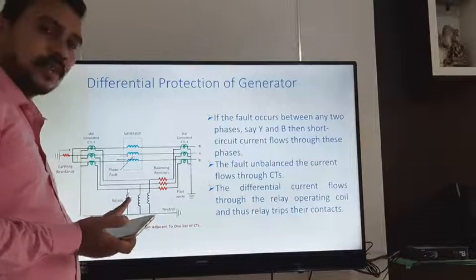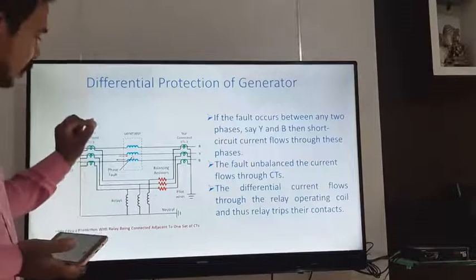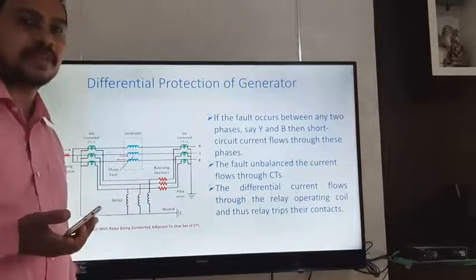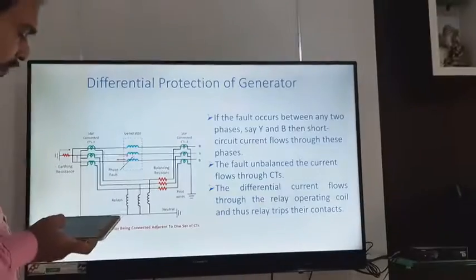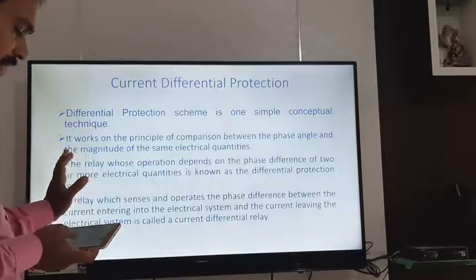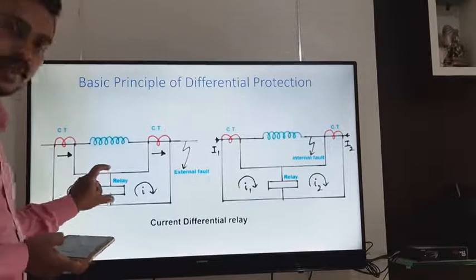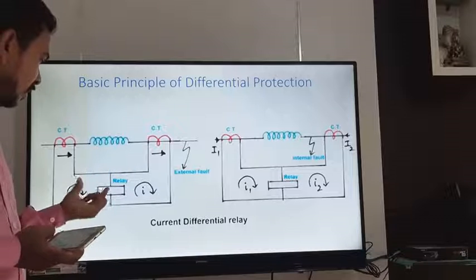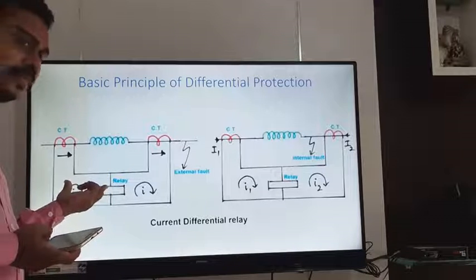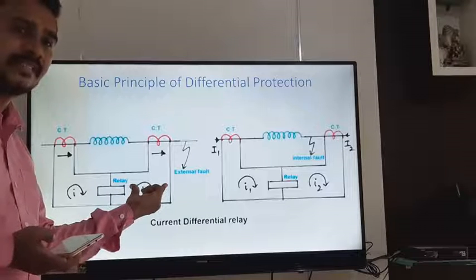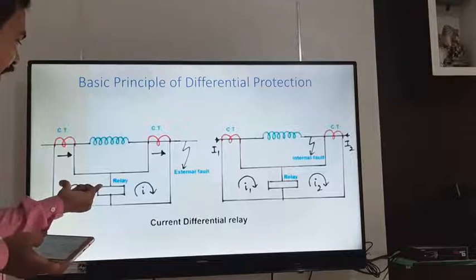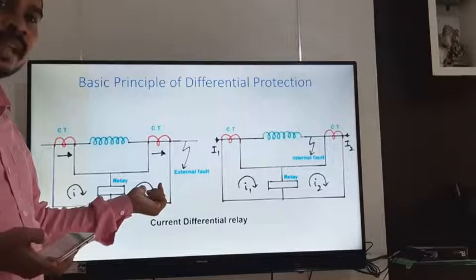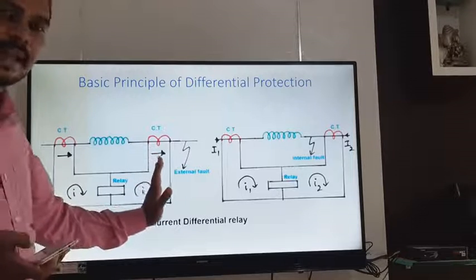If we connect the operating coil of the relay at one side, or if it is not connected at the center point, the midpoint of the pilot wire, then what happens? If we see the basic principle, the length of this side and the length of this side are different. Here we assume this is the length L1 and here the length L2. Here L1 is not equal to L2, or L1 is less compared to L2.